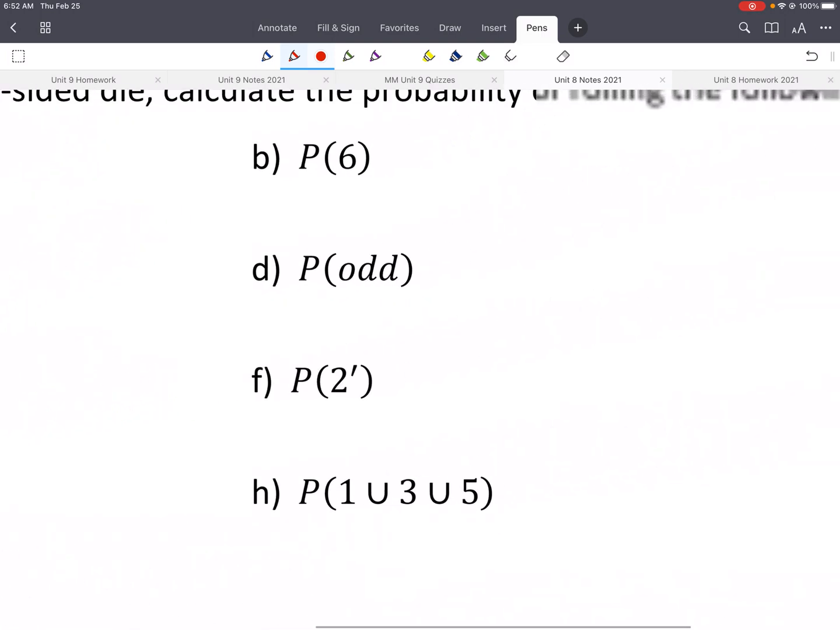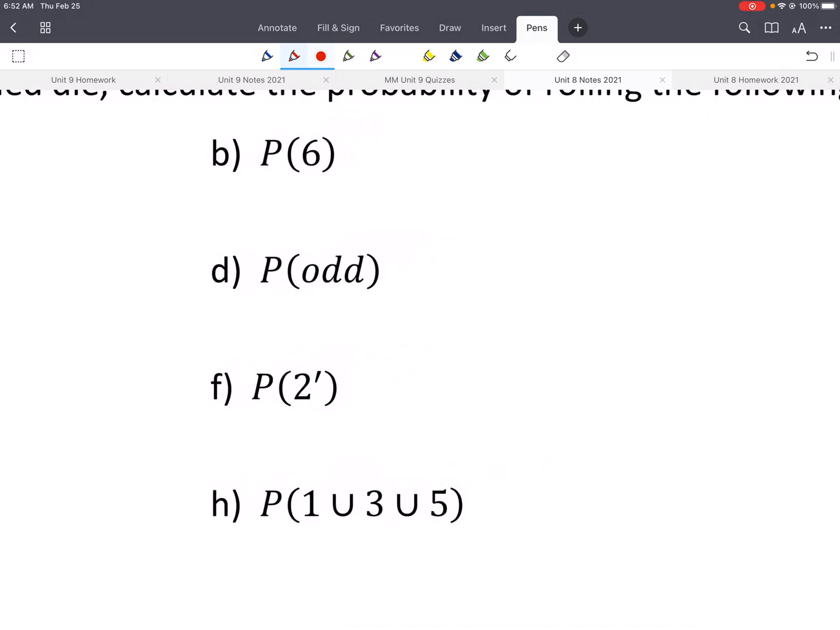All right, pause and see if you can do these ones by yourself. All right, so hopefully you did that. So here we have 1/6. There's one favorable outcome out of 6 possible outcomes. Odds, we have 3 odds, 1, 3, and 5. So 3 out of 6. And then what's the probability of not rolling a 2? Well, that would be everything else: 1, 3, 4, 5, and 6, as long as you can count. I can't count, I guess. Okay, so that would give us 5 out of 6.